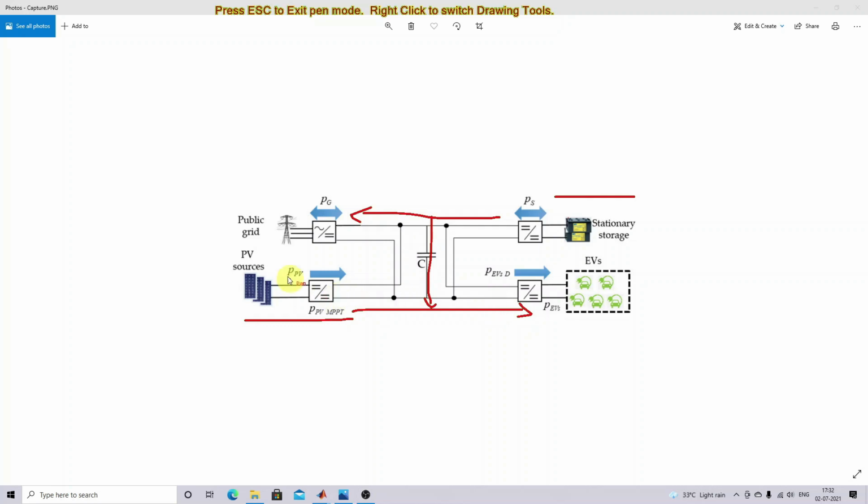That means, by using this solar PV array, we are going to charge the battery. So this is the ultimate aim of this work. Okay, so today we are going to see the MATLAB implementation of this solar PV powered EV charging station. So let's start with the simulation.